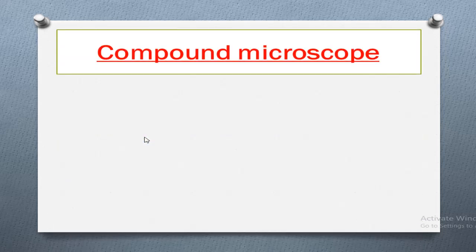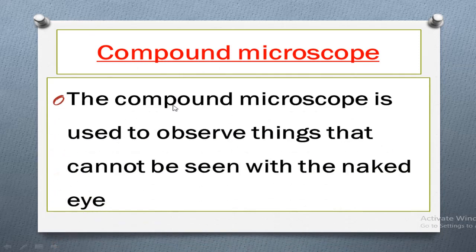Right, then we will learn about an instrument that can be used to observe microorganisms. What is that instrument? That instrument is the compound microscope. A compound microscope can be used to observe microorganisms in the laboratory. The compound microscope is used to observe things that cannot be seen with the naked eye.